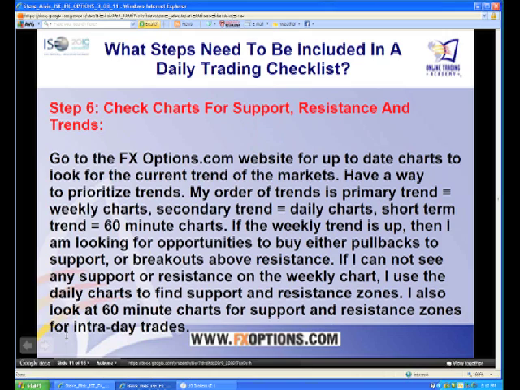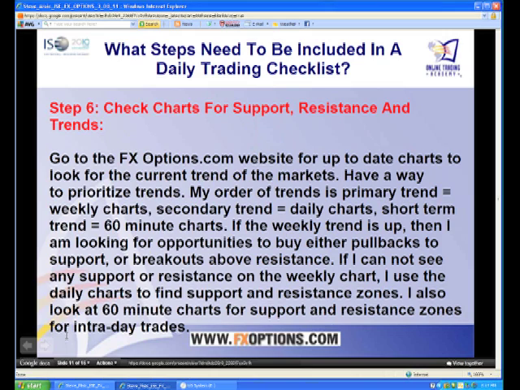I'm primarily a swing trader and a position trader as an option trader. So my primary trend is always the weekly charts. That means that's the place where I look for what I call the market cycles or the four stages of the market. My secondary trends are the daily charts, and my entry charts for actually entering positions are 60-minute charts.